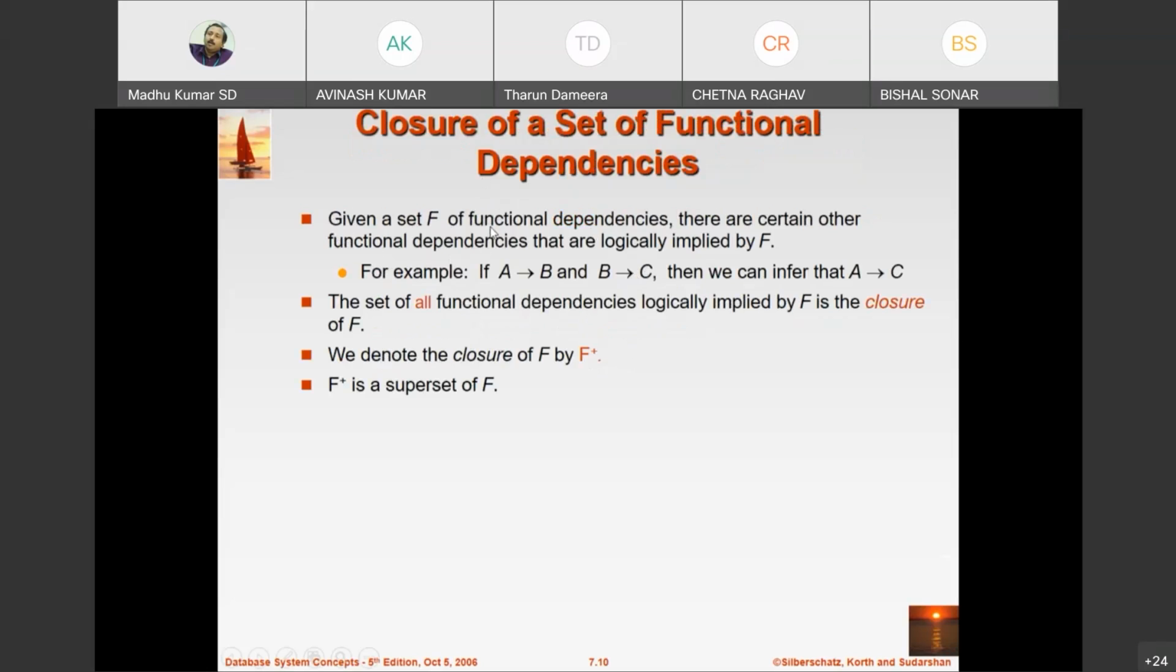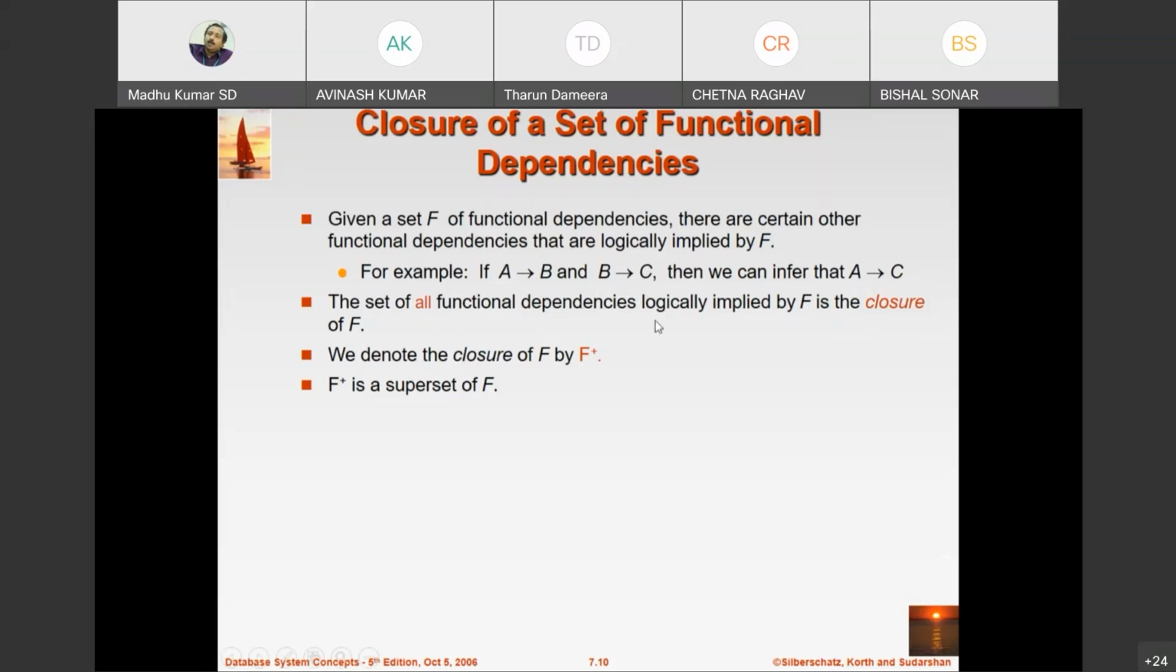Now, closure set of functional dependencies, F closure. Given a set of functional dependencies F, there are certain other functional dependencies that are logically implied by the functional dependencies present in F. For example, if A determines B and B determines C, then we can infer that A determines C. This is the transitivity rule. That means B is functionally dependent on A, and C is functionally dependent on B. This implies that C is functionally dependent on A.